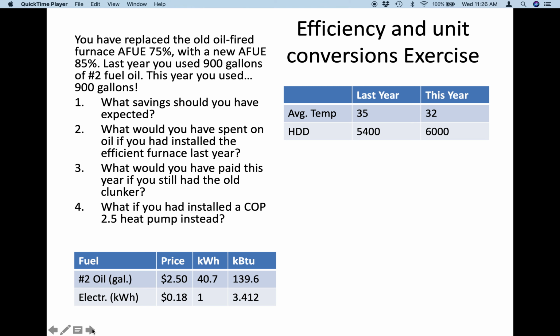So what I'd like you to do now is try working on this on your own. So pause and then resume the video, and we'll talk through the solutions.